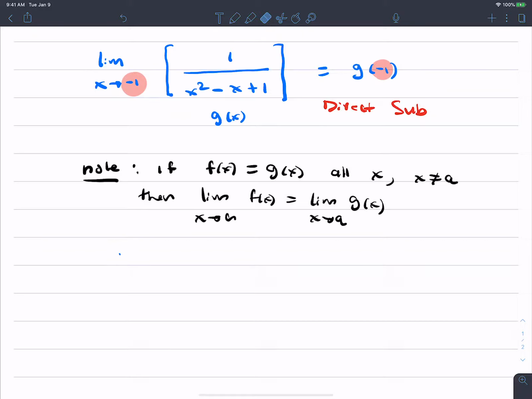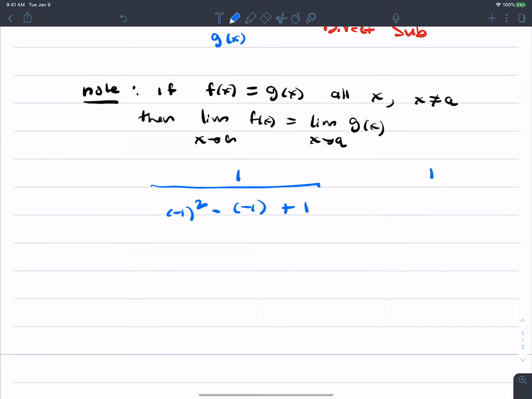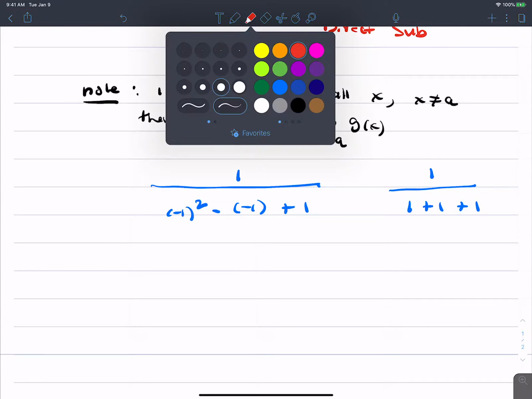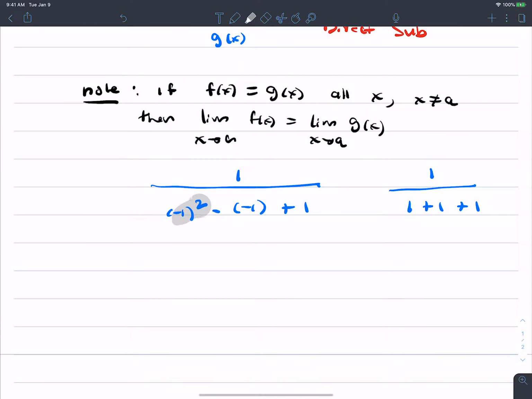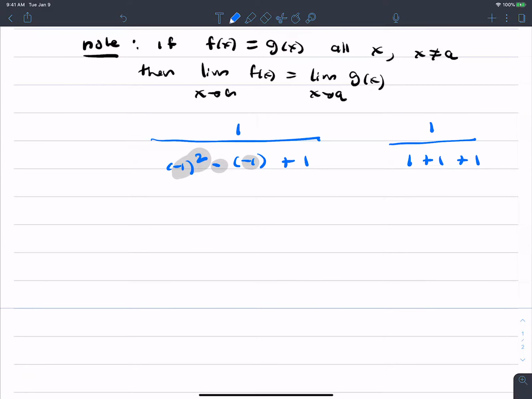Let's plug in. So we're going to say 1 over -1 squared minus -1 plus 1, which is 1 over 1 plus 1 plus another 1. We're just doing order of operations here, right? 1 squared is positive 1, minus the minus is positive 1. And as you guys can see, this answer is equal to 1/3.